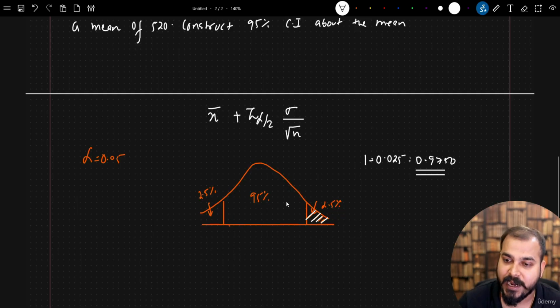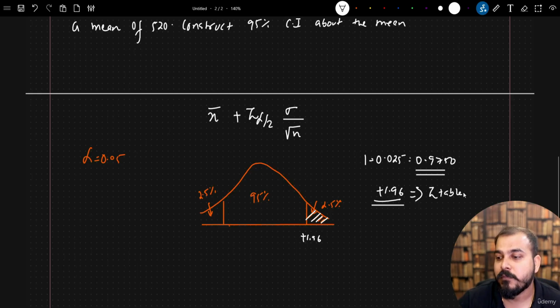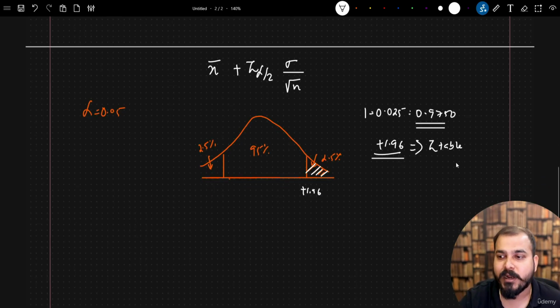And with respect to this, the area under the curve of 0.9750 corresponds to 1.96, in terms of standard deviations. So over here, I'll get 1.96. How did this come? This is from the Z table. Just go and check where the 0.9750 area under the curve lies, and you'll see it is nothing but 1.96. If this is plus 1.96, then this will be minus 1.96.